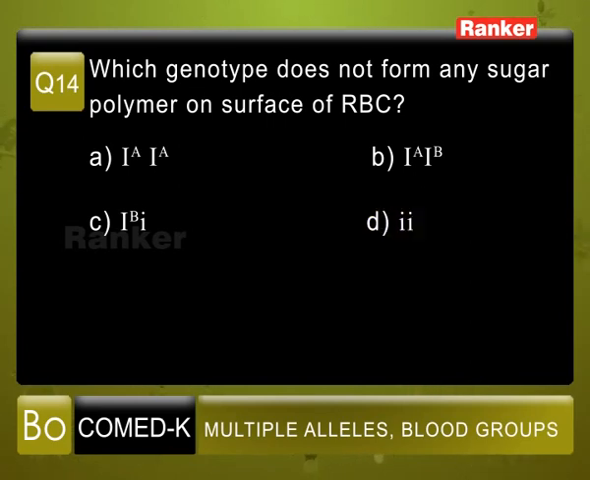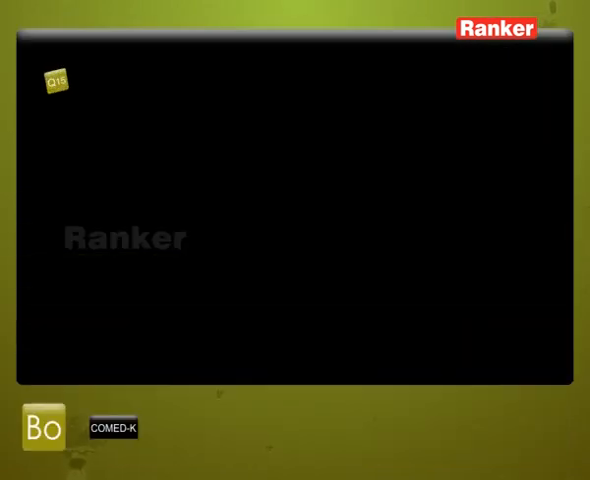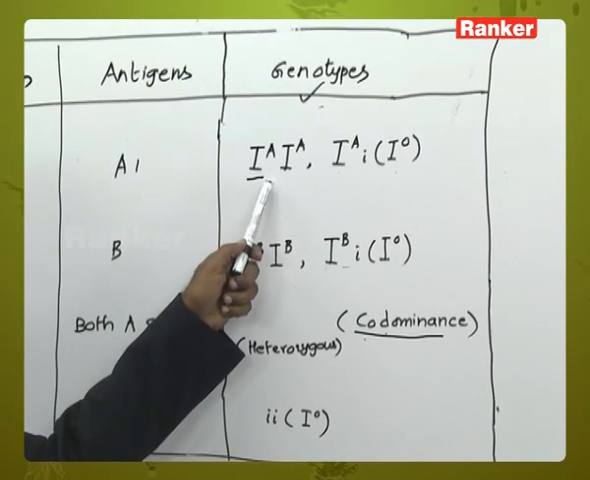A look at the blood group typing. When you look at the blood group typing, if one of the alleles is contributed by IA, this can be seen from this particular chart as well as the combination chart of all the gametes.